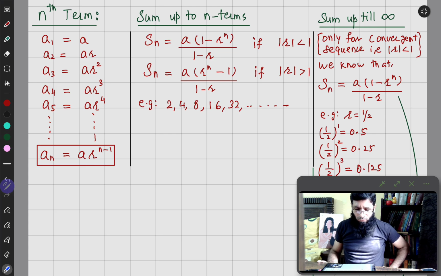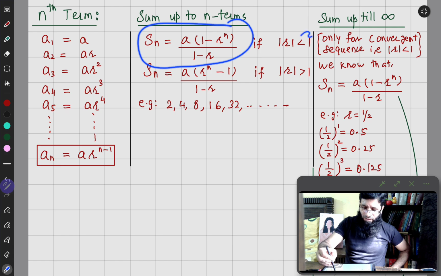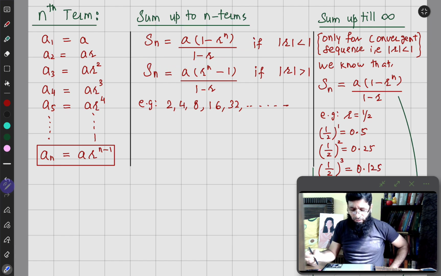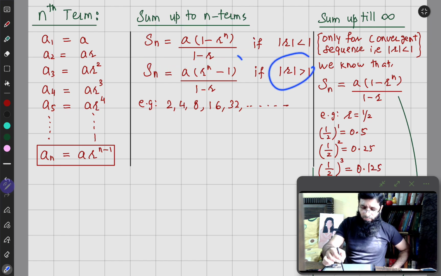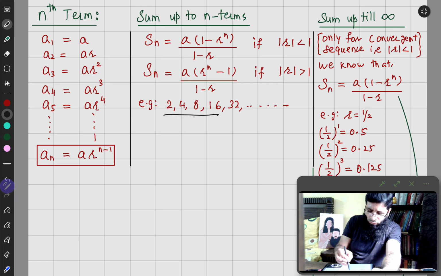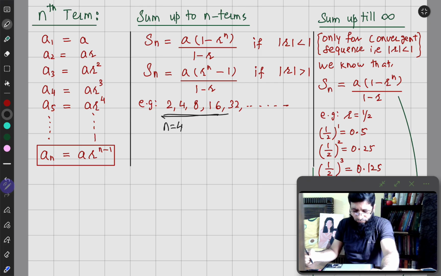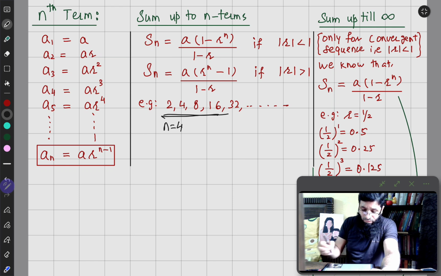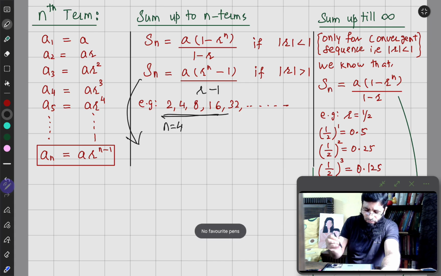Now we have some expressions for the sum up till n terms. This is the sum up till n terms if the absolute value of r is less than 1, and if the absolute value of r is greater than 1, this will be the sum up till n terms. For example, we are going to sum these 4 terms of this sequence, so n will be equal to 4 because we are adding the first 4 terms. Now we can use this formula. All right, this is r minus 1, not r plus 1.